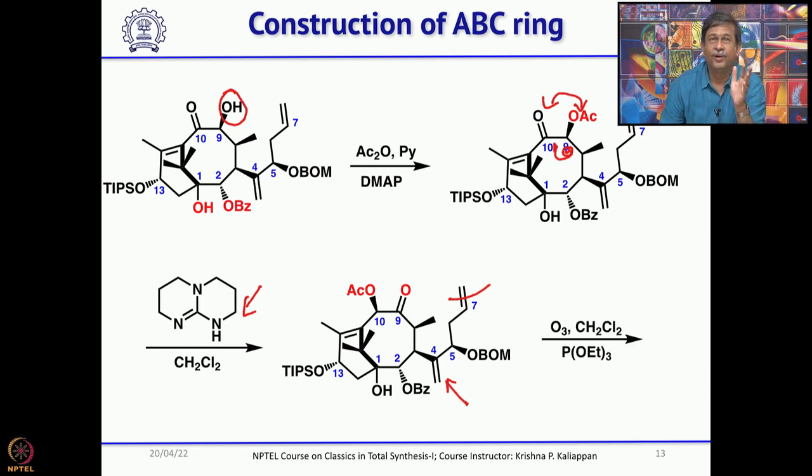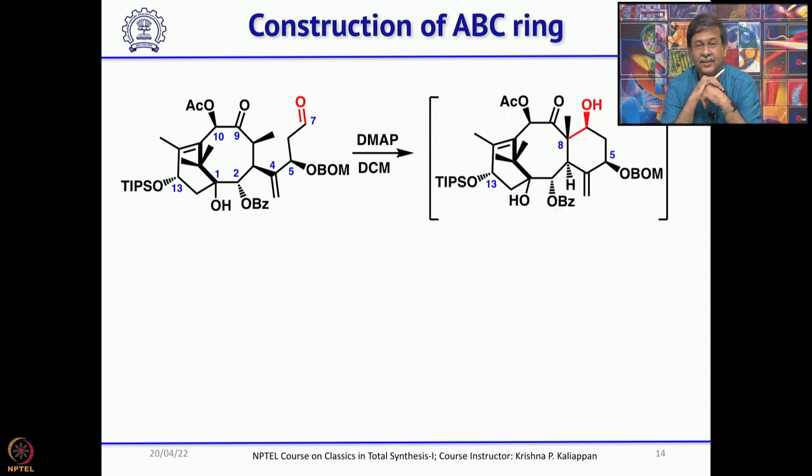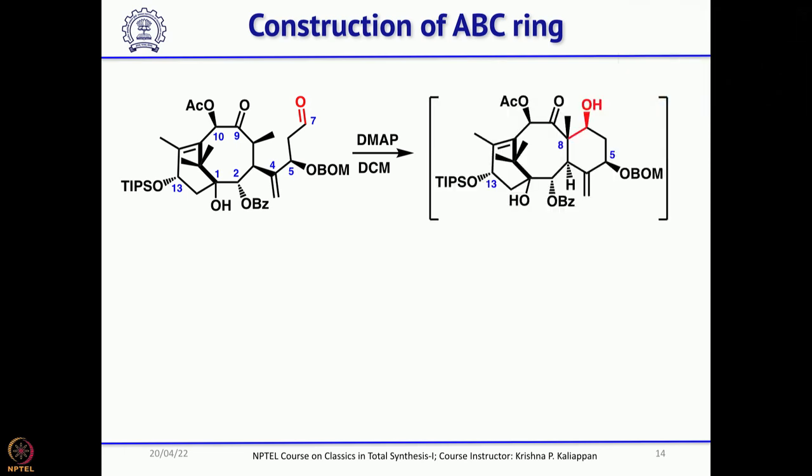Ozonolysis followed by treatment with triethyl phosphate. So one can use dimethyl sulfide, or you can use zinc. So you get the corresponding aldehyde. Okay. So it's easy. Once you have the ketone and aldehyde and treat with dimethylaminopyridine, it undergoes intramolecular aldol reaction to construct the C-ring. Okay, you can see the C-ring is constructed and these two chiral centers are also fixed.